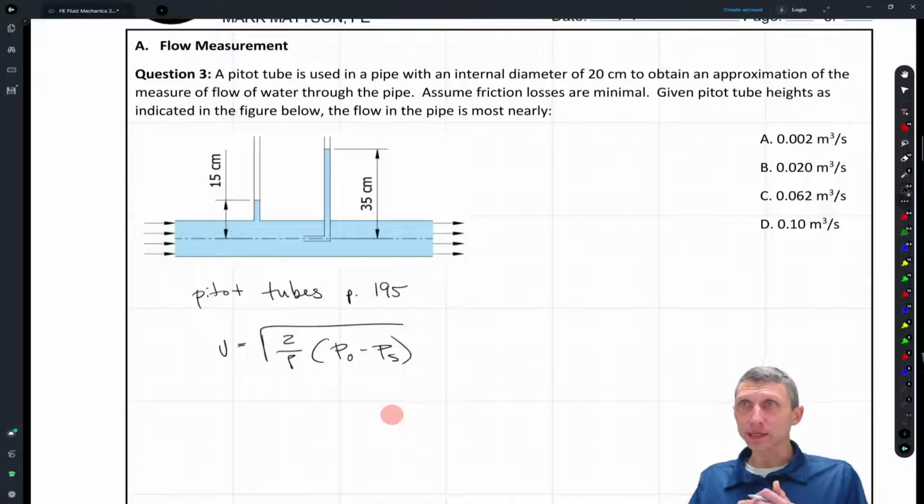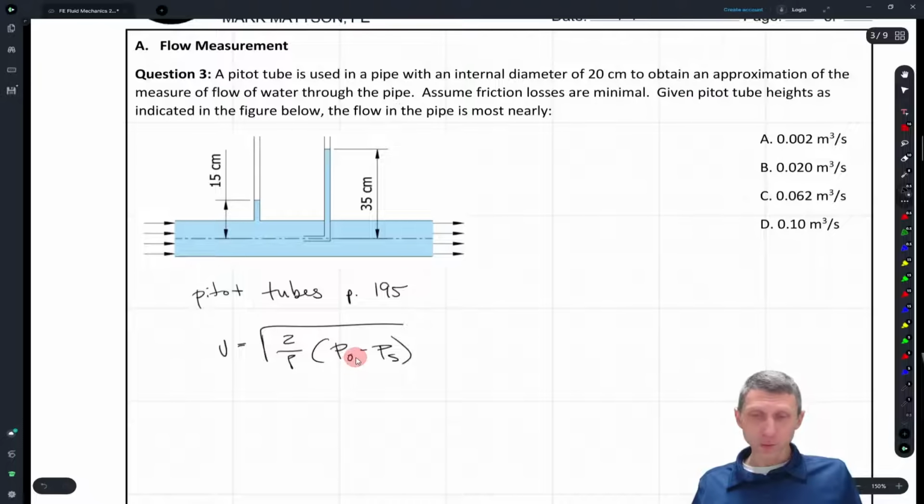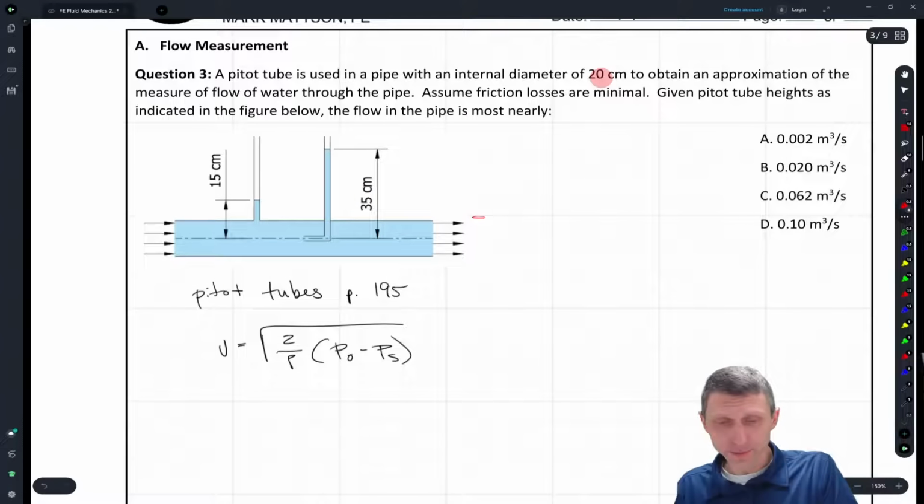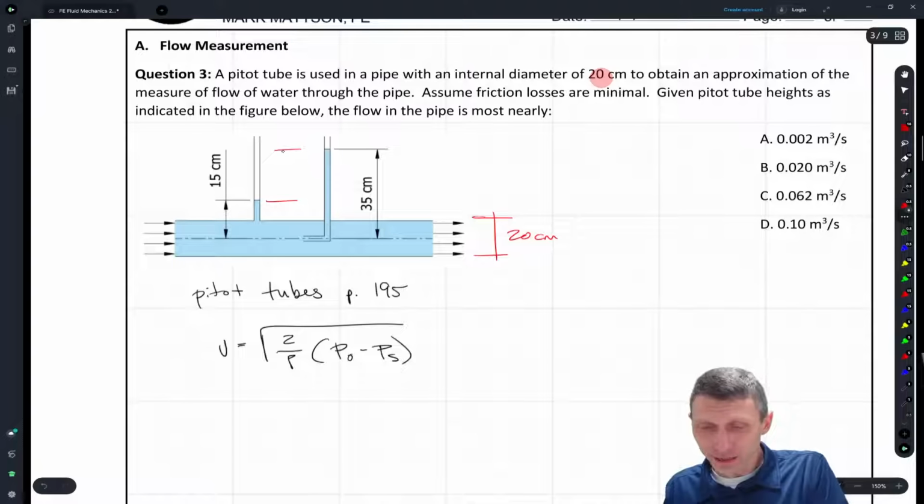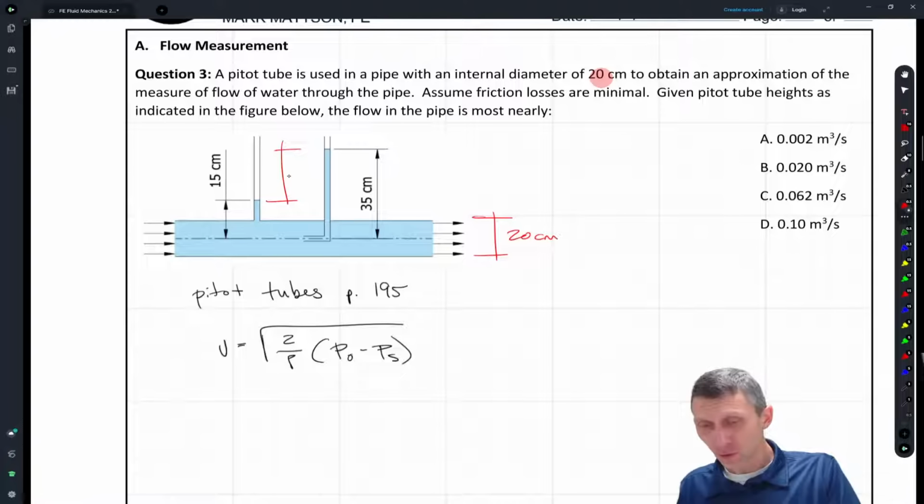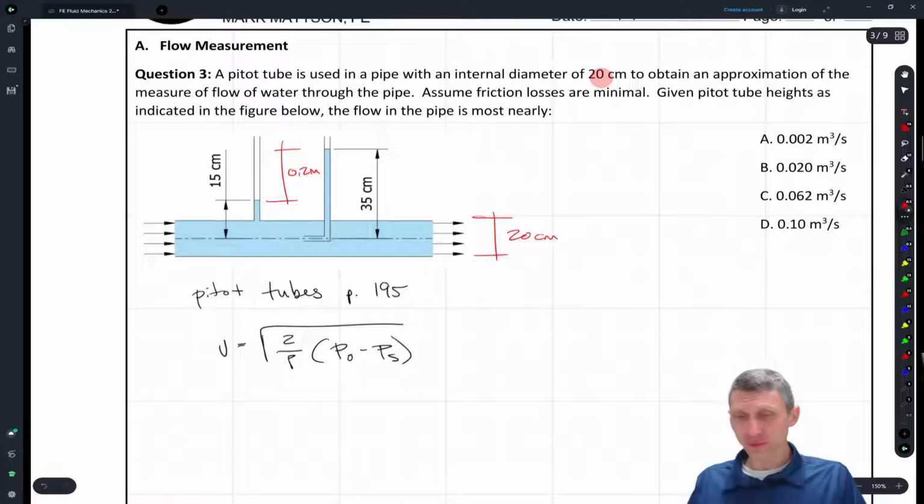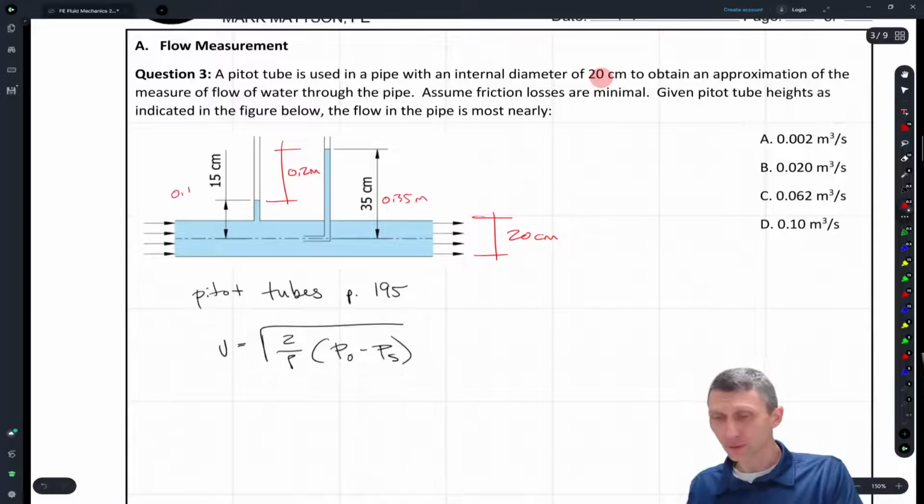Okay, so that's good. But this gives us a couple things to ponder, because the problem doesn't give us rho, it doesn't give us a pressure. And what it gives us is, what? We have a pitot tube and a pipe with an internal diameter of 20 centimeters. So it tells us that this diameter here is 20 centimeters. And we know that a delta H here is going to be 20 centimeters or 0.2 meters. Okay, so what this is 0.35 meters. And we have 0.15 meters.